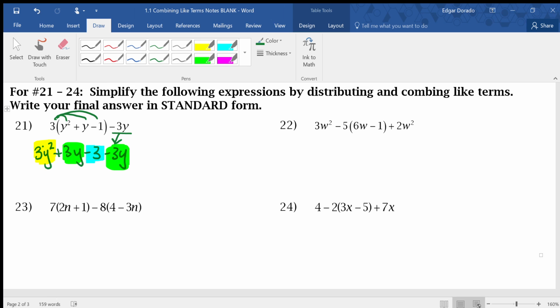Well, the highest one here is a 3y squared. The next one is 3y minus 3y. Well, those basically cancel each other out. So that just leaves me 0. So I'm not going to write anything. But finally, I have my negative 3. So that's your answer for number 21.